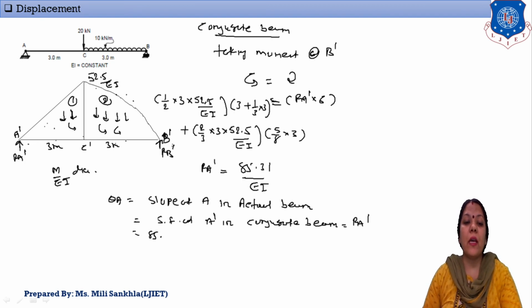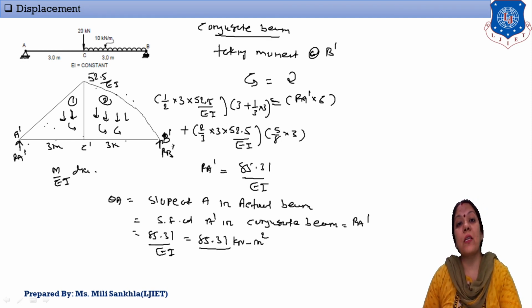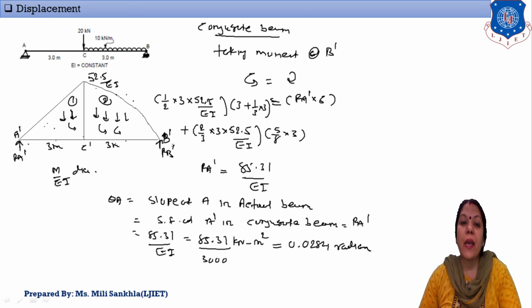We find out 85.31 by EI. Now 85.31, the unit of this numerator is kilonewton into meter square, and what is the EI? 3000. After simplification my answer is 0.0284, and what is the unit of slope? That is radian. Mention here radian, and this answer is positive, so direction is clockwise.